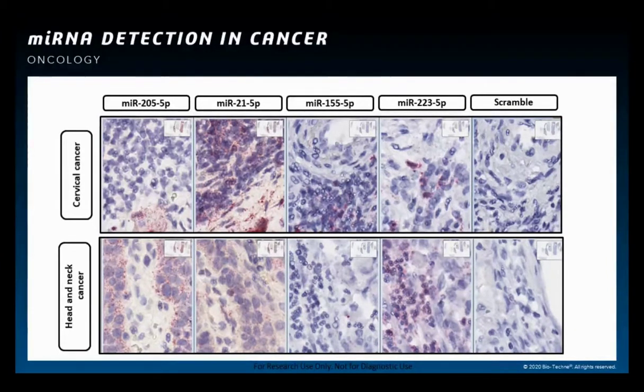Now, the next two microRNAs are very interesting to us. This is miR155-5P and miR223-5P. Now, these are immune cell enriched microRNAs. In particular, miR155 is a lymphoid origin enriched microRNA. An example would be T cells. And miR223 is expressed primarily in myeloid cells, for example, macrophages and neutrophils.